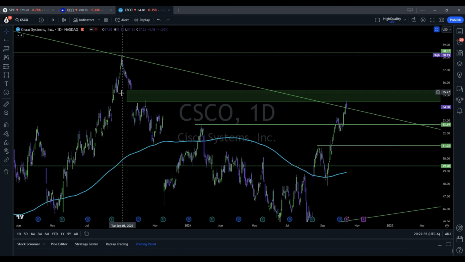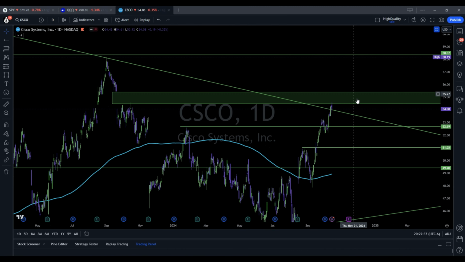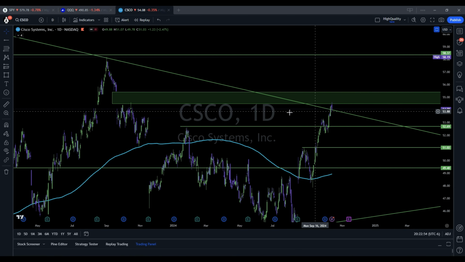Here on the daily time frame, we do have quite a big gap that CSCO is trying to fill. It's currently found resistance at. So the bullish scenario, CSCO Systems is able to fill this gap at 55.42, and then we could head up towards that 58 level.